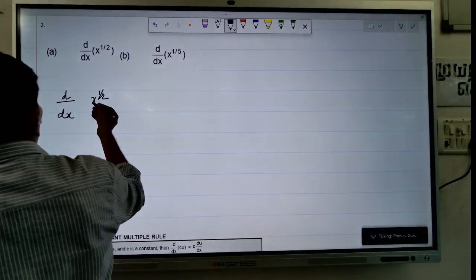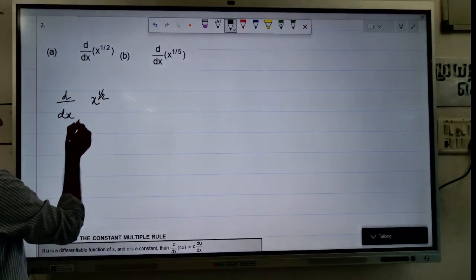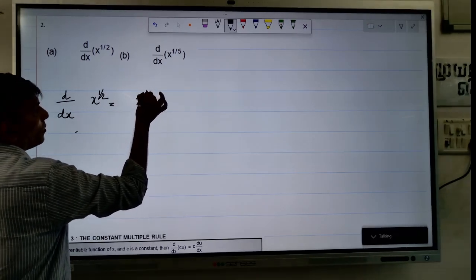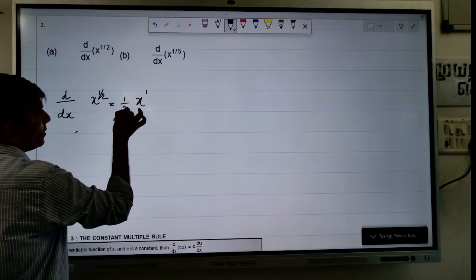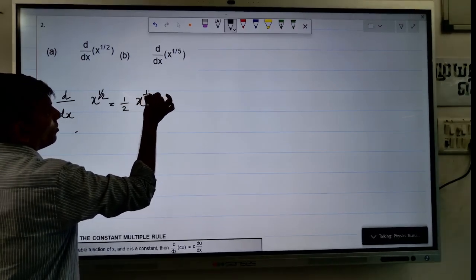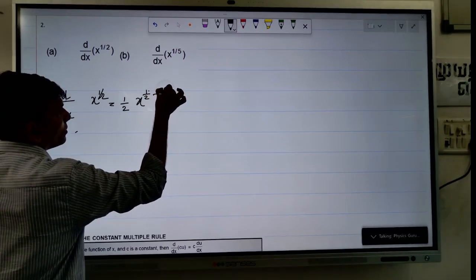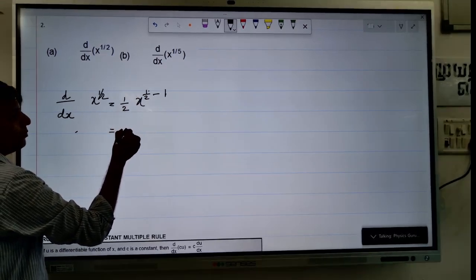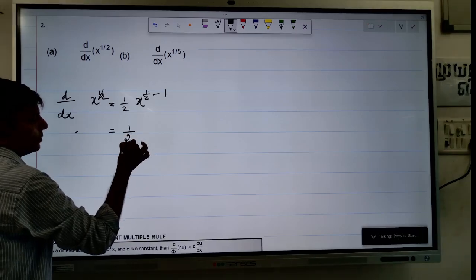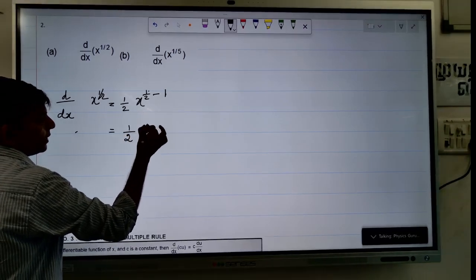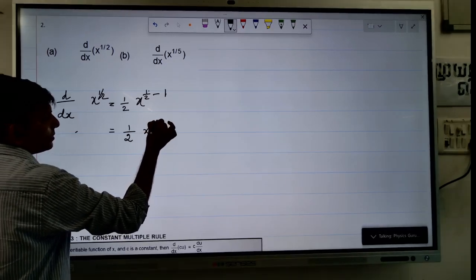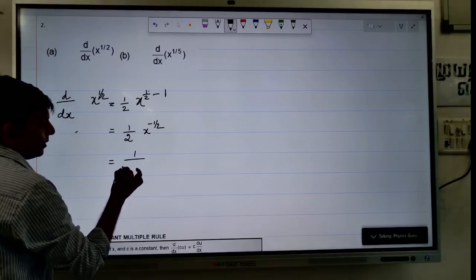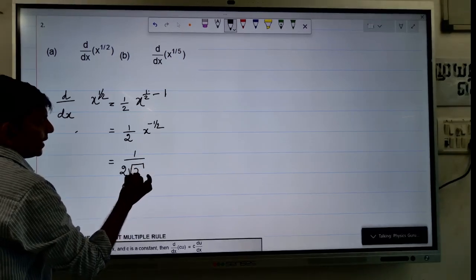So how do I write this? x power, which is going to be x to the power 1 by 2. Okay. So 1 by 2 comes here. x to the power 1 by 2 minus 1, which is equal to 1 by 2 into x to the power minus 1 by 2, which is equal to 1 by 2 root x.